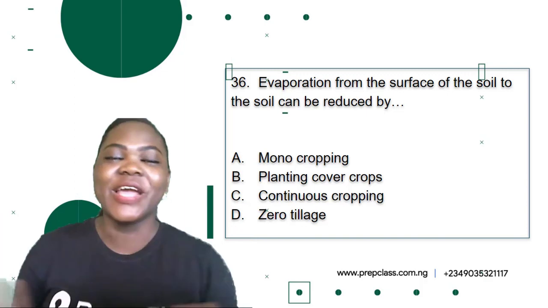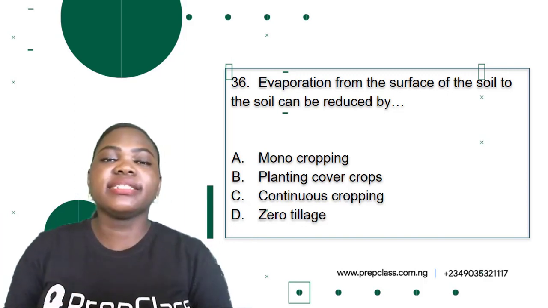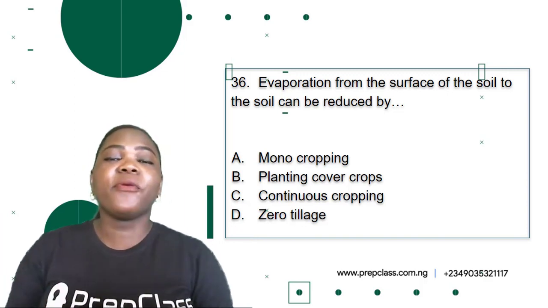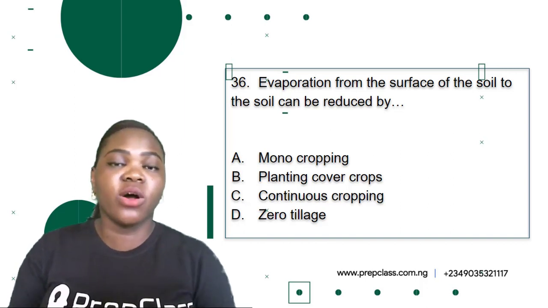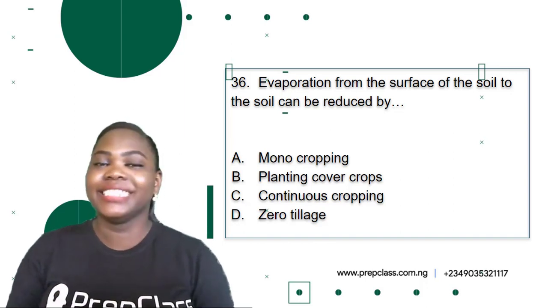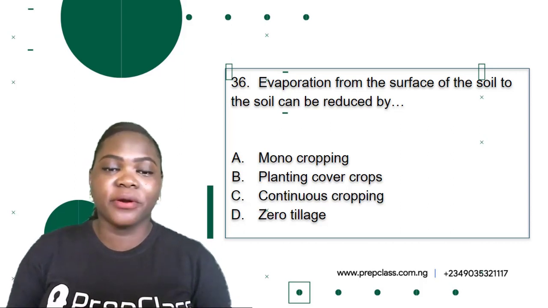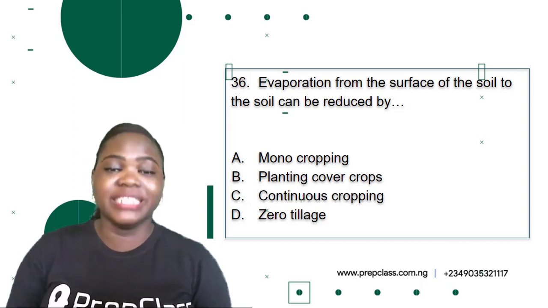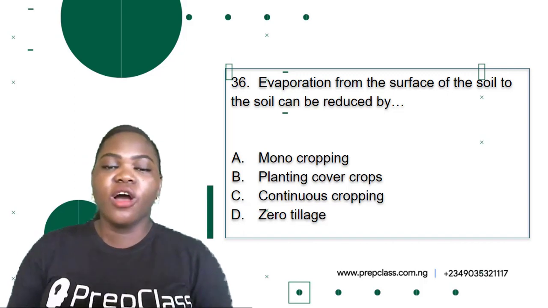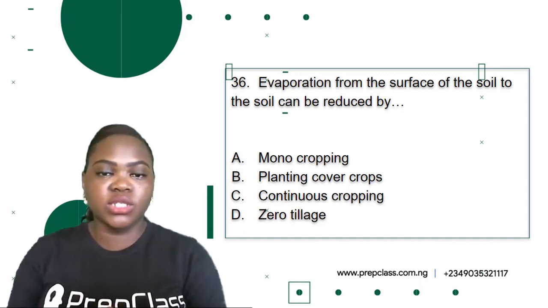Because I am ready. Okay, so question 36, which says evaporation from the surface of the soil can be reduced by dash. A. Monocropping. B. Planting cover crops. C. Continuous cropping. D. Zero tillage. Okay, so which of these options is correct?